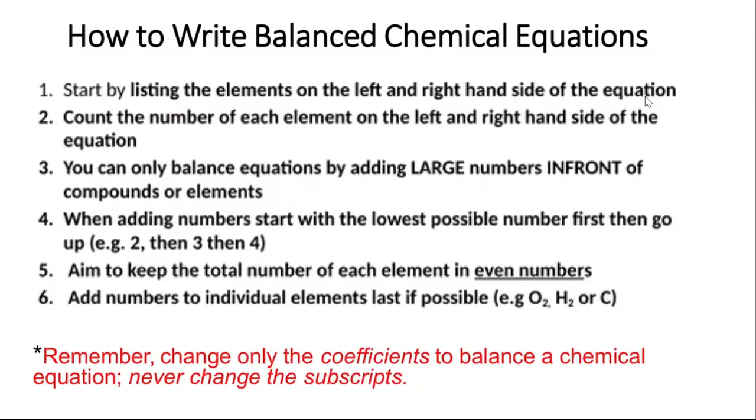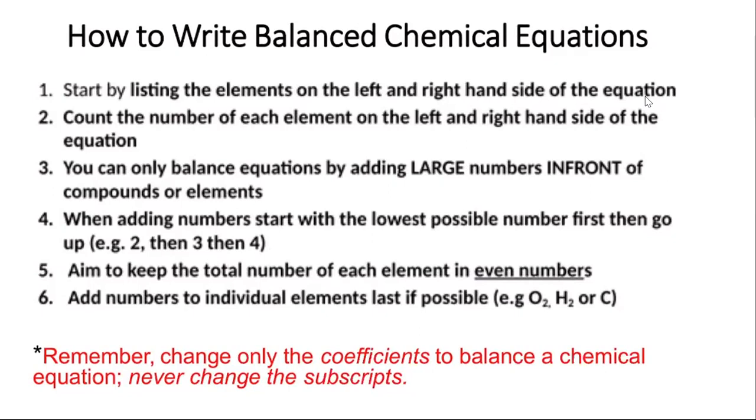Then you're going to count the number of elements on the left, which means on the reactants, versus the right, which is where the products are. We are going to be balancing equations by adding a large number in front of the compound or element of interest, okay? We're going to start adding numbers with the lowest possible first, okay? It is a good guideline to aim for even numbers. You don't have to stick to only even numbers, but it's at least a good start.